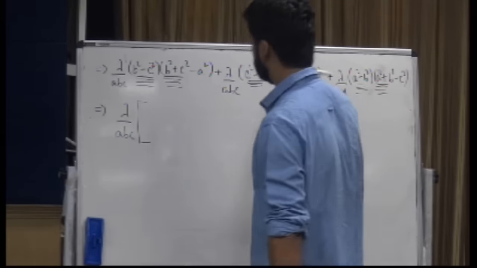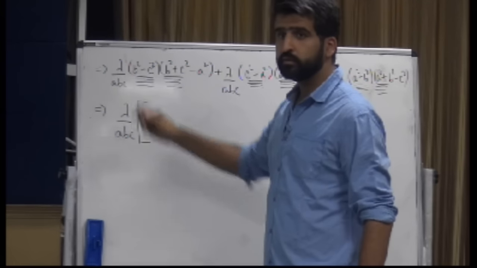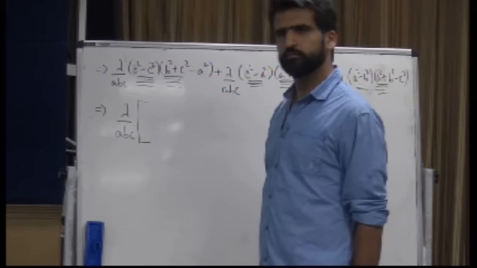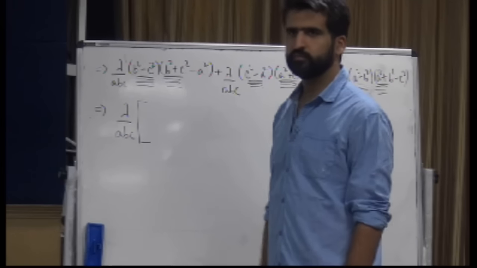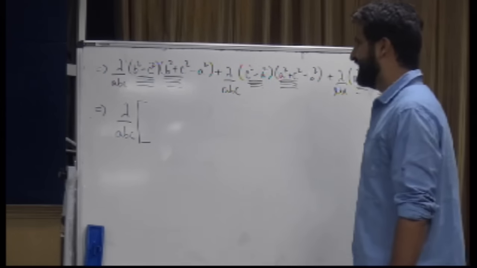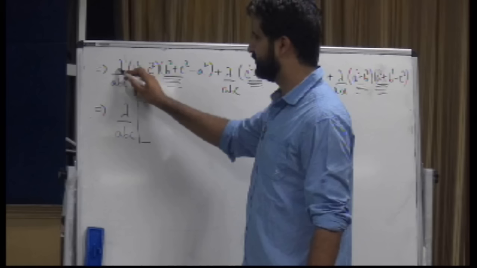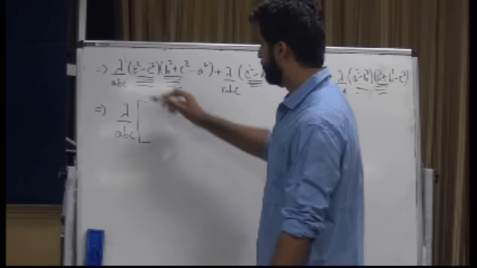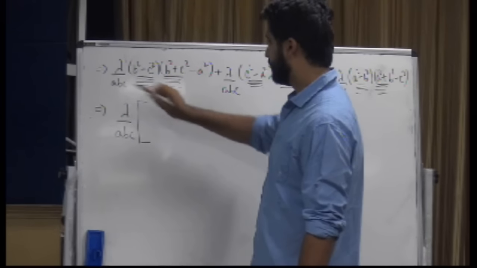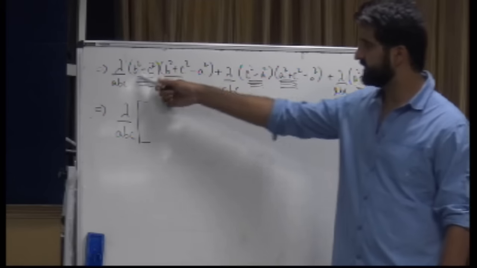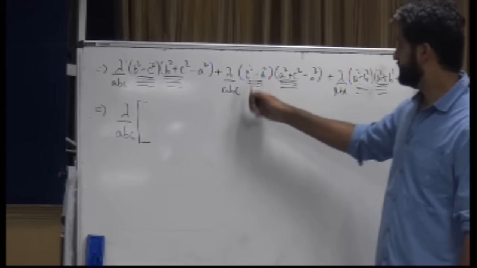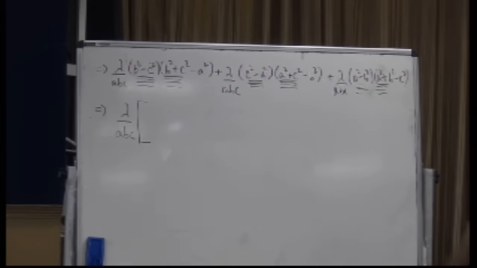In all three, this is getting added. They are all the same. According to the sine rule, there are 3 equal ratios. So lambda upon ABC is common. Now we have (B square minus C square)(B square plus C square), (C square minus A square)(C square plus A square), (A square minus B square)(A square plus B square).